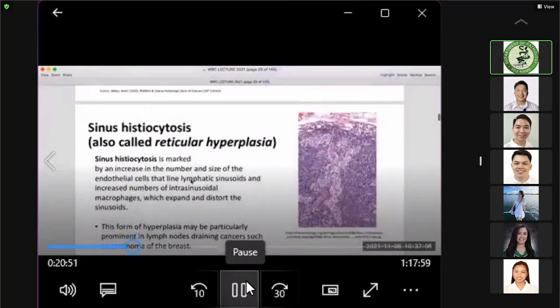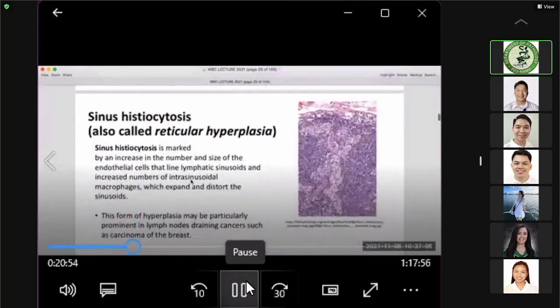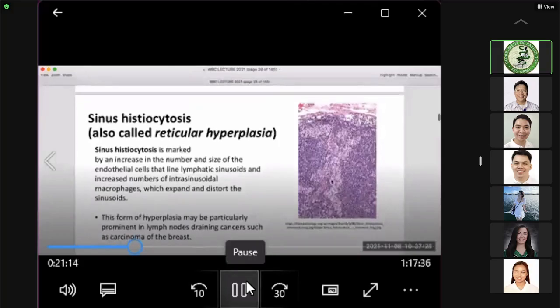Okay. Sinus histiocytosis, on the other hand, is also called reticular hyperplasia. It is marked by increase in the number and size of the endothelial cells. This is the sinusoid, lymphatic sinusoid. There is increase in the number of intrasinusoidal macrophages that will expand this particular sinusoid, so it becomes bigger.